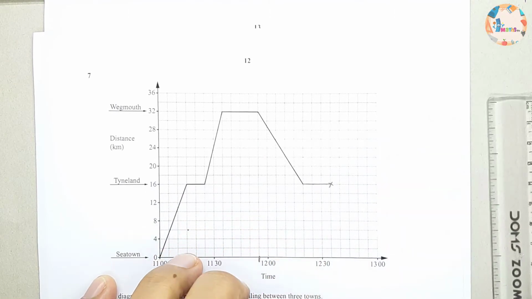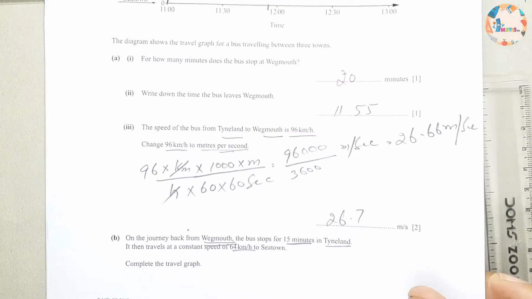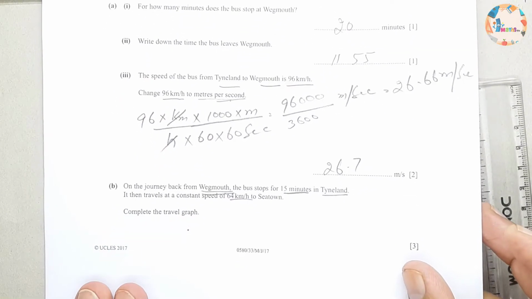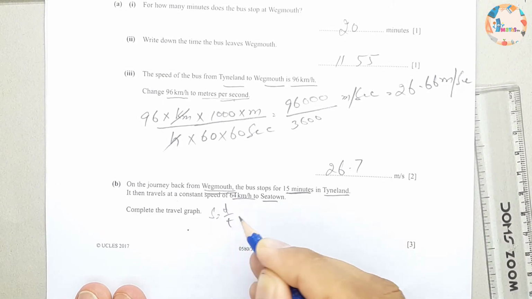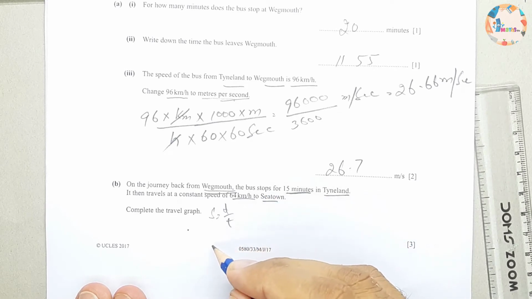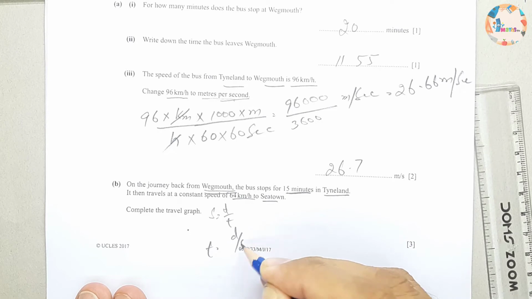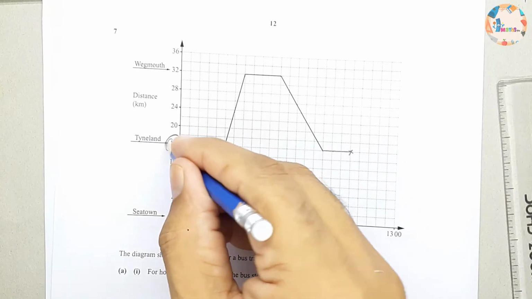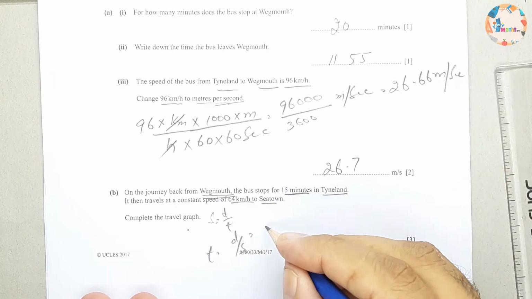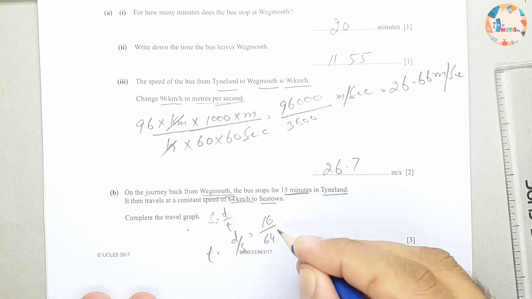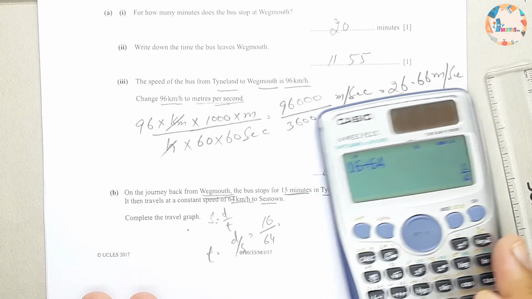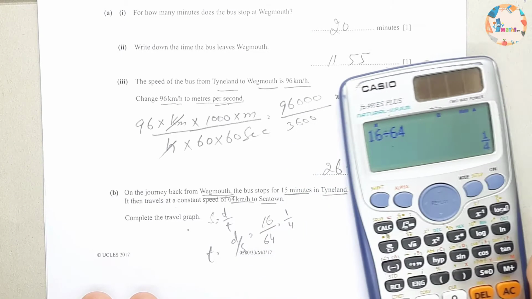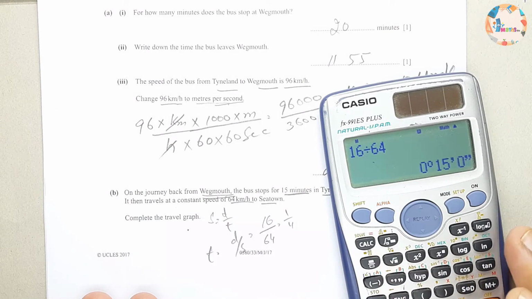So this will be the straight line, and after that it then travels at a constant speed of 64 kilometers per hour to Seatown. So speed is equal to distance over time. We'll have to check how much time it is taking. So time will be equal to distance over speed. Distance, if we check from here, is 16 kilometers, divided by the speed, which is 64. 16 divided by 64 will be equal to 1/4, and 1/4, if we convert into minutes, we will press this button, we'll get 15 minutes.